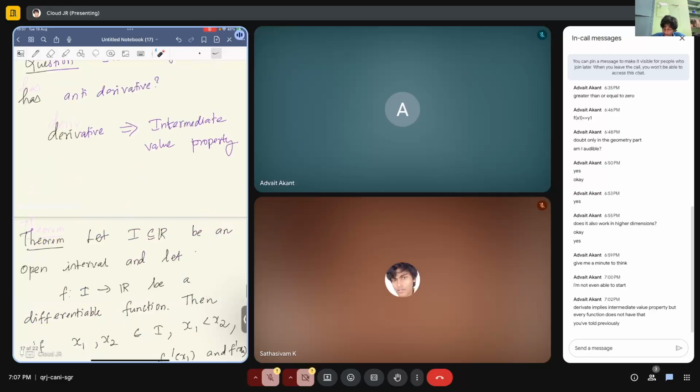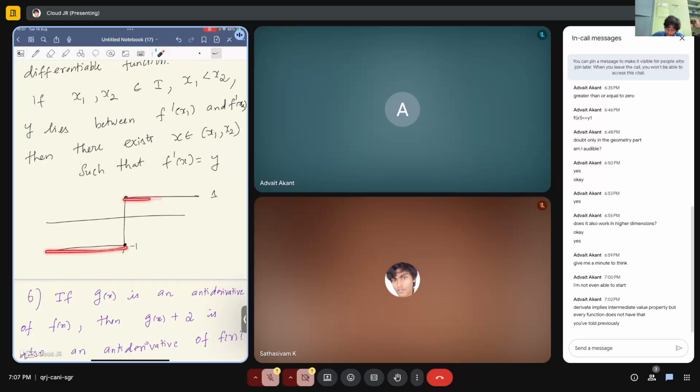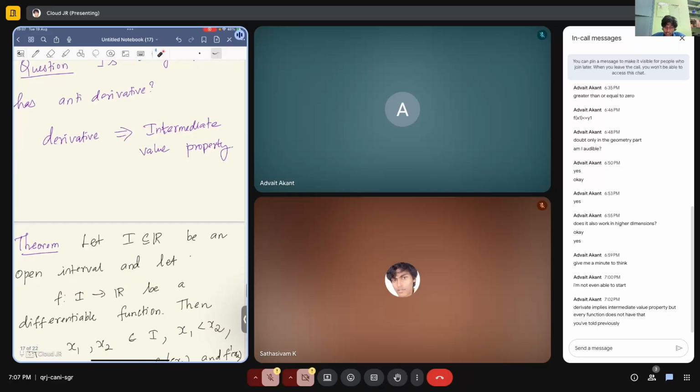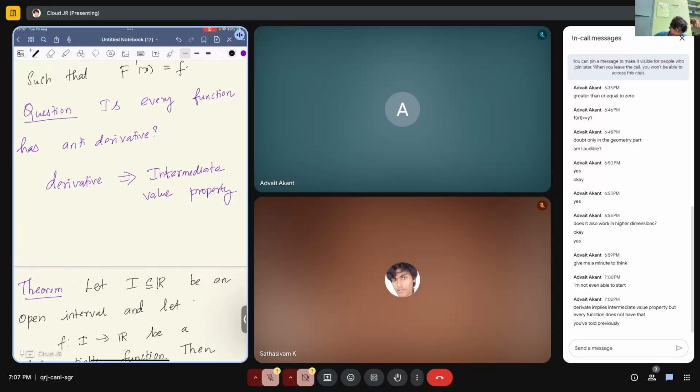Okay, because if you have a jump discontinuity like this, then this function does not have the intermediate value property, right? And it cannot be a derivative. So if you have a derivative, it does not have a jump discontinuity. So being a derivative implies the intermediate value property, and this tells you it cannot have a jump discontinuity. But anyway, this is not useful for now.